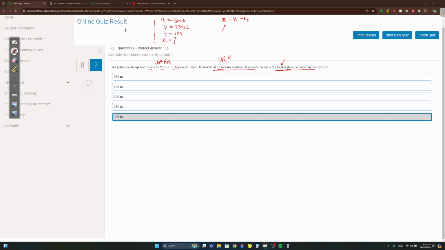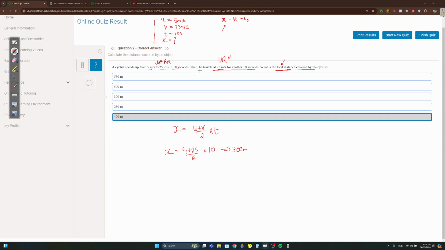So then you look at your formulas. Your formulas should be written on your scratch paper as soon as you enter the exam. Okay? You write them all down. In this case, the formula that has x, u, v, and t, without acceleration, is x equals u plus v over 2 times t. This is the only one that does not have acceleration. So you get x equals the initial velocity 5 plus 25 over 2 times the time, which is 10. So you get 150 meters.